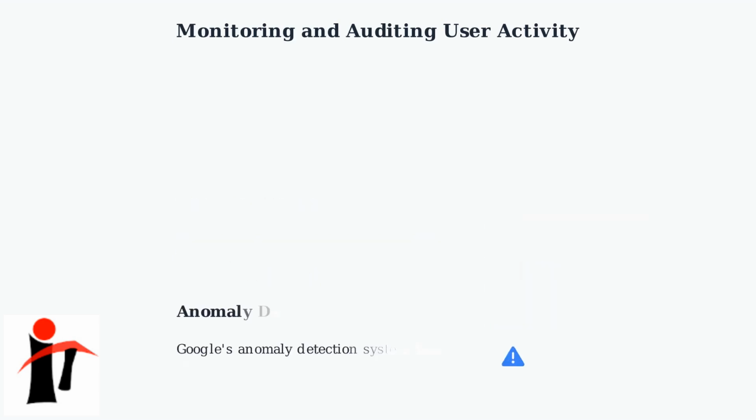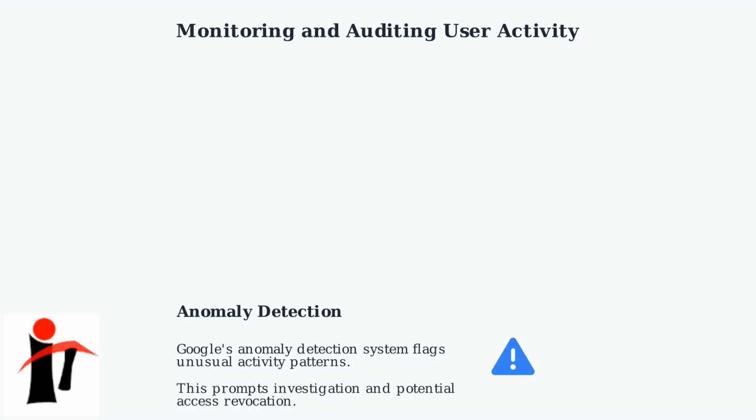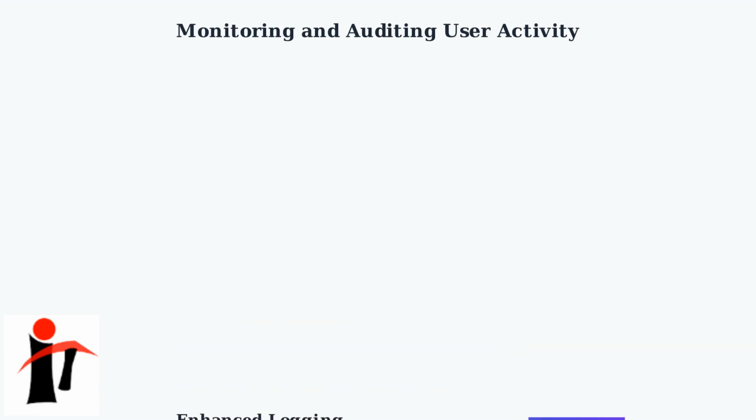Google's built-in anomaly detection system automatically flags unusual activity patterns that deviate from normal behavior. When anomalies are detected, it prompts you to investigate and potentially revoke access if unauthorized activity is confirmed. Enhanced logging capabilities in Google Ads help with compliance audits required by regulations like GDPR and CCPA, while ensuring full accountability for all user actions.